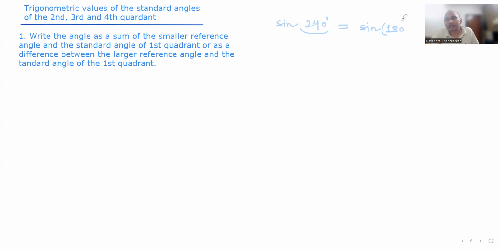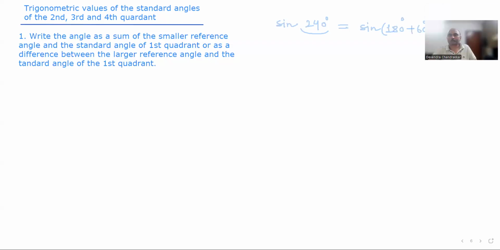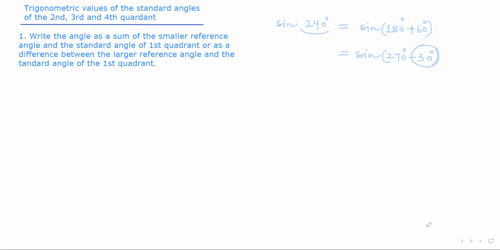Now I have to write 180 plus 60. Can I write it like this? Yes or no? Yes, sir. Or I can write it as sine of the larger reference angle of the third quadrant, 270. So can I write it as 270 minus 30 degrees? I get 240. These two angles, 60 and 30 degrees, are standard angles from the first quadrant. Yes or no? Yes, sir. So this is the meaning of the first step.